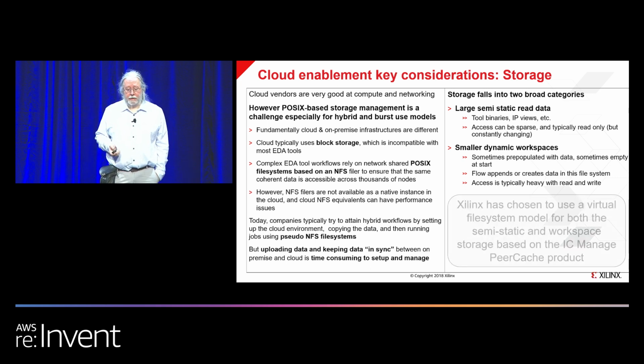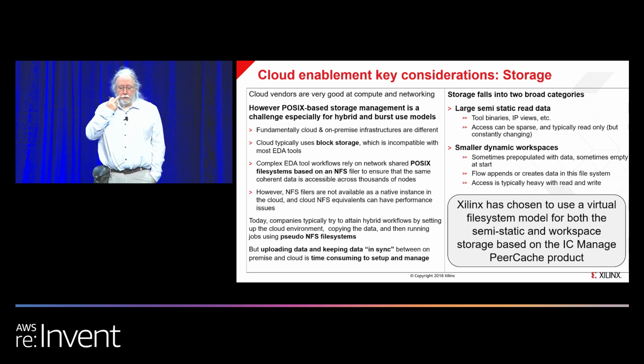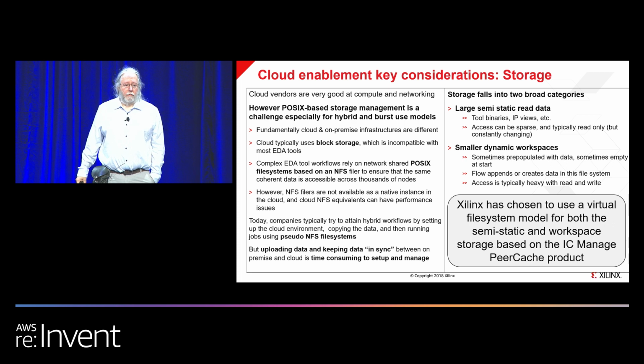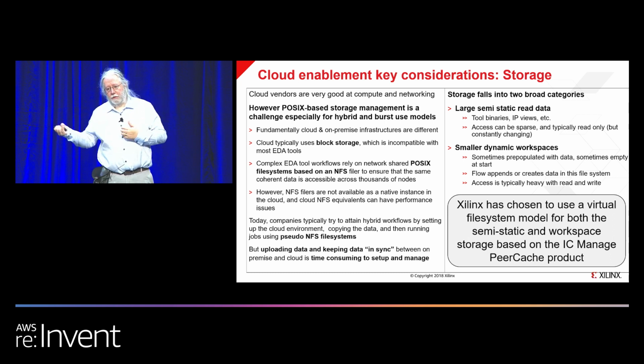From Xilinx's perspective, we've used a system called PeerCache from ICManage to address this. It has a couple of features that we like. One is it's a virtual file system so that when we turn it off, all of the data on the cloud disappears. So it's ephemeral, which addresses some of the security concerns that we have. It's an on-demand pull, so when someone requests a block, it gets copied from Xilinx Prem into a local cache and gets served to the application.